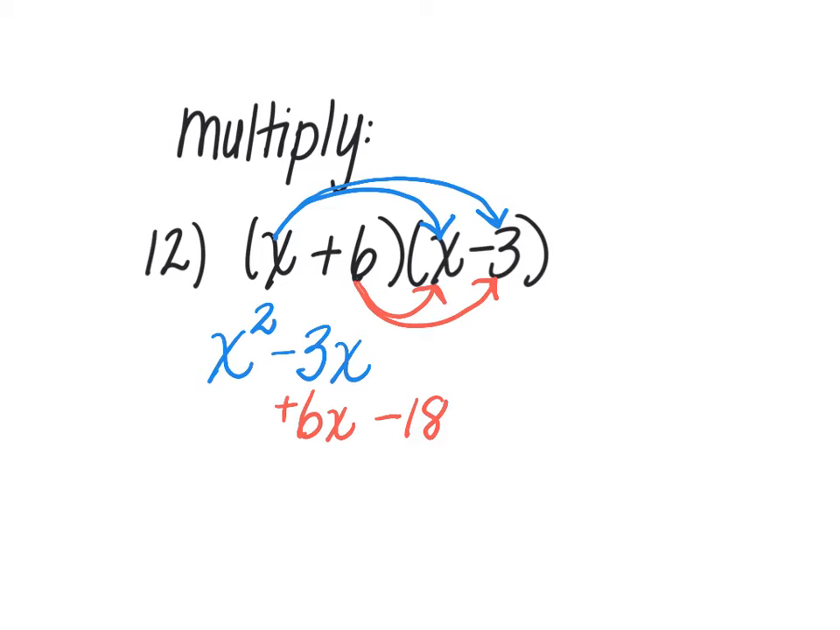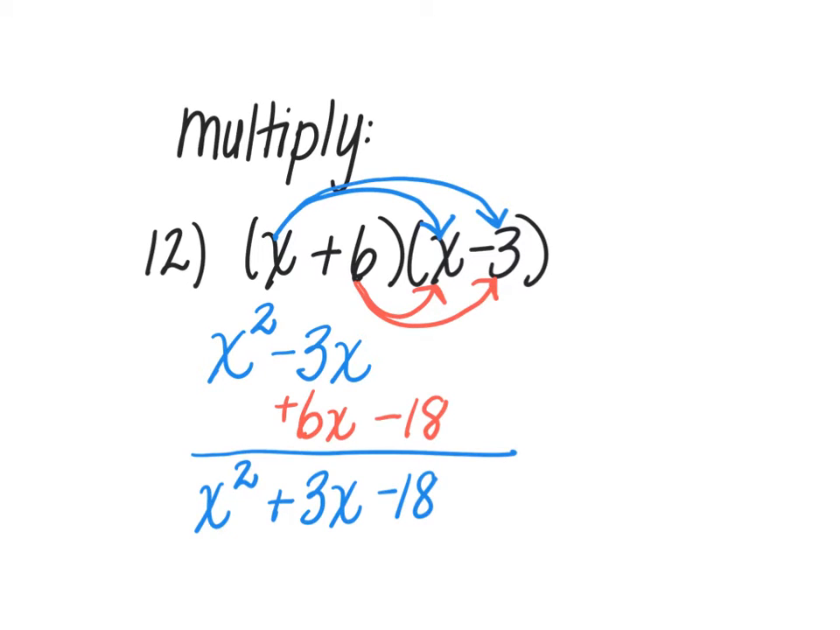Now I finished distributing my terms, so now I'm just going to look to combine like terms. So there's only one squared term, so I'm going to bring that down as x squared. I have a negative 3x and a positive 6x. When I add those together, I get a positive 3x, and then I'll just bring down the constant at the end, negative 18. So I end up with x squared plus 3x minus 18.